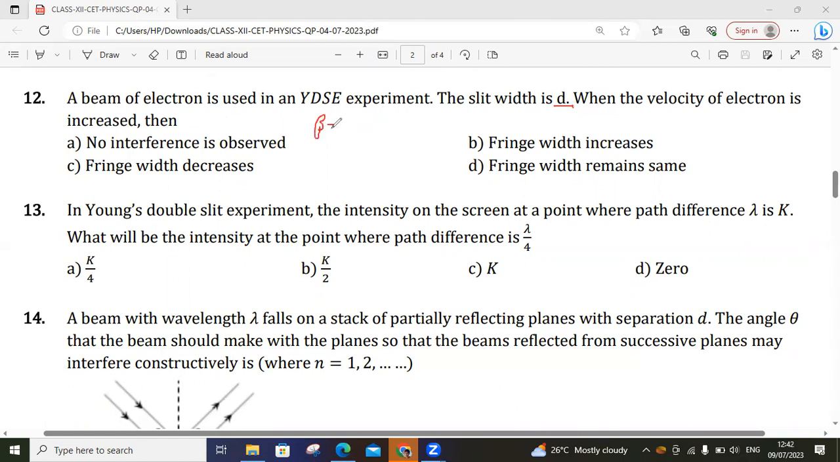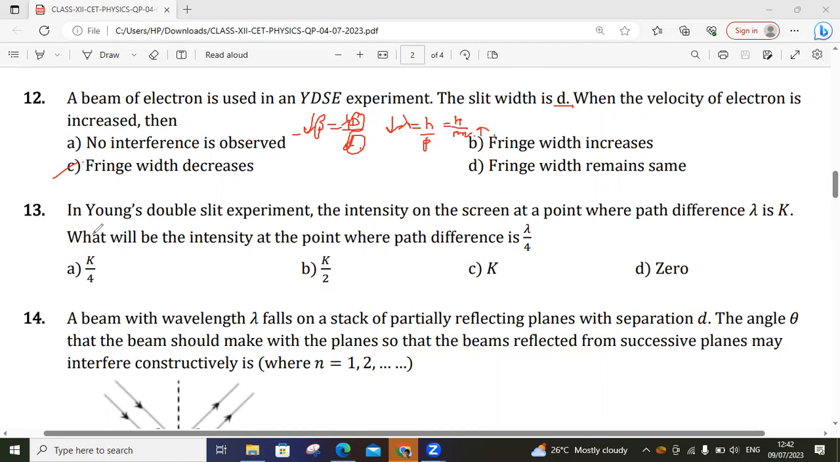So fringe width is lambda D by d, right? There will be no change in capital D and small d, as it is the experimental setup. So the only thing that changes is lambda. And for an electron, we know lambda is equal to h by p, or lambda is equal to h by mv. So if the velocity of the electron increases, h and m are constant, so lambda decreases. If lambda decreases, beta decreases. So the fringe width decreases. It is 12 C.